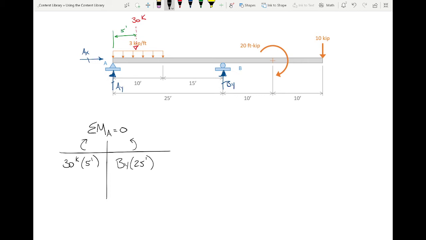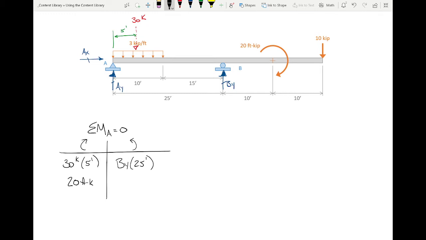So all you do is put 20. That's it. It's not 20 times 35. It's just 20. That was what I was saying earlier. From a reactions perspective, it doesn't really matter where it is. It wouldn't change the reactions at all. It would change your moment diagram, which we'll talk about later, but it won't change your reactions.